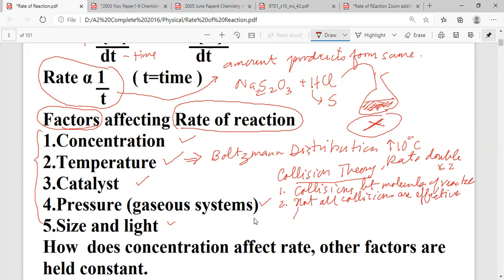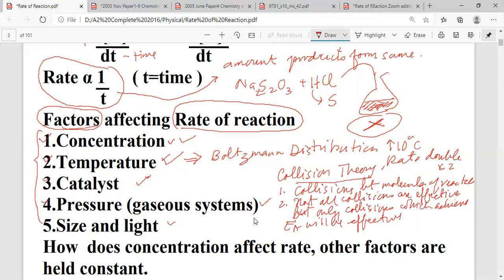Okay, but only collisions which achieve activation energy will be effective. This is the collision theory. So you explain why all these things affect the rate: concentration, temperature, particle size. You explain with collision theory.